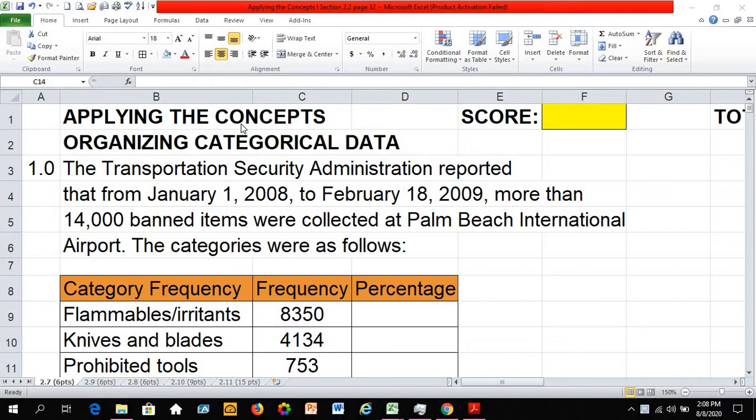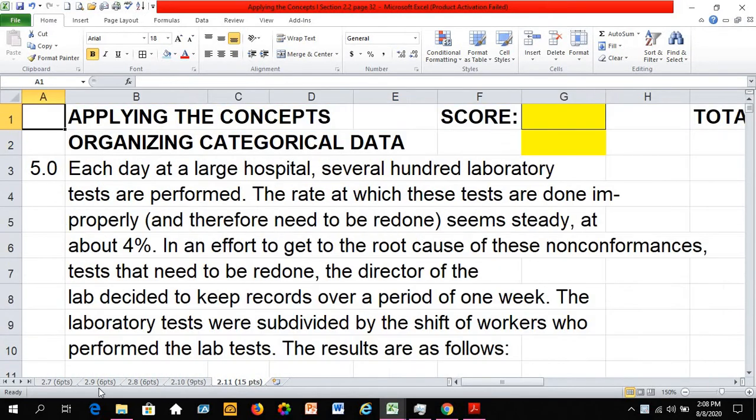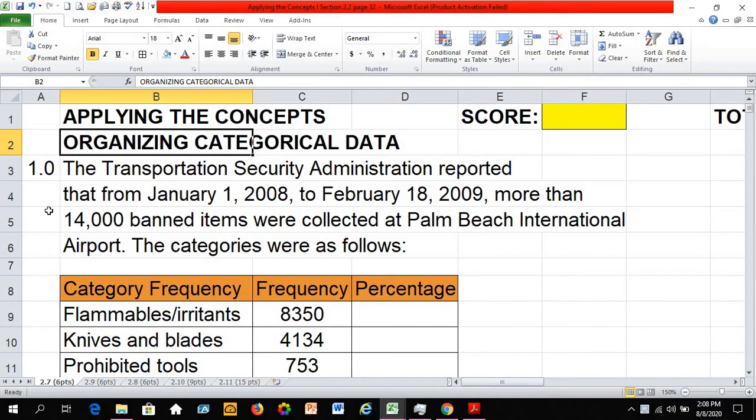Our topic is organizing categorical data. So we'll be applying concepts of organizing categorical data. In today's discussion, there will be five examples that we'll be dealing with. So first item is the problem.